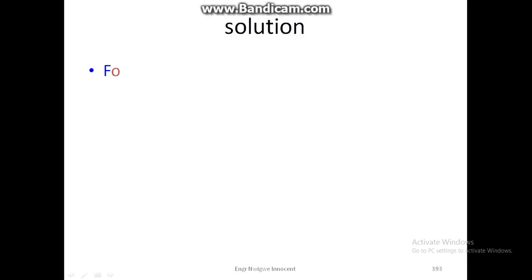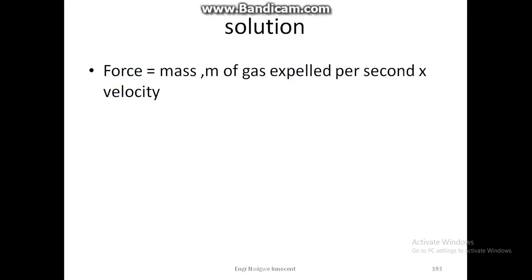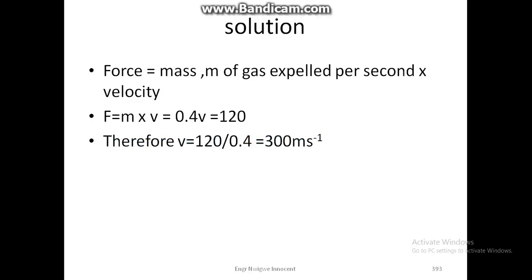Solution. Force is equal to the mass m of gas expelled per second times velocity. Force F is equal to mv, which is equal to 0.4 times v, which is equal to 120. Therefore, v is equal to 120 over 0.4, which gives us 300 meters per second.